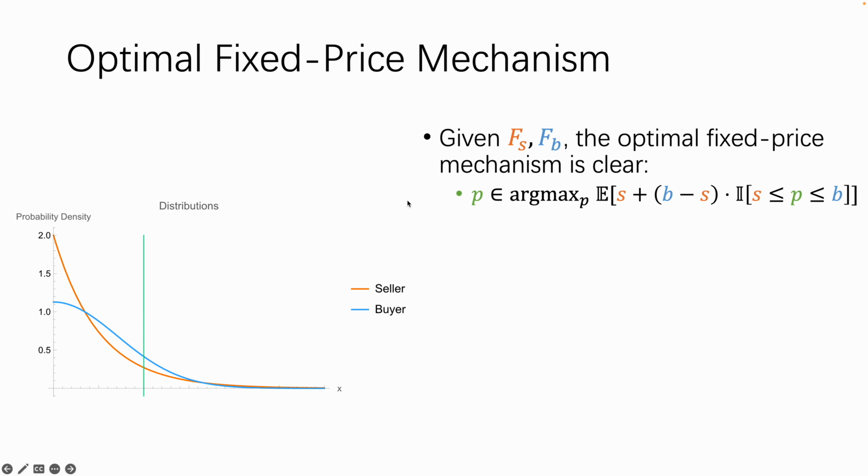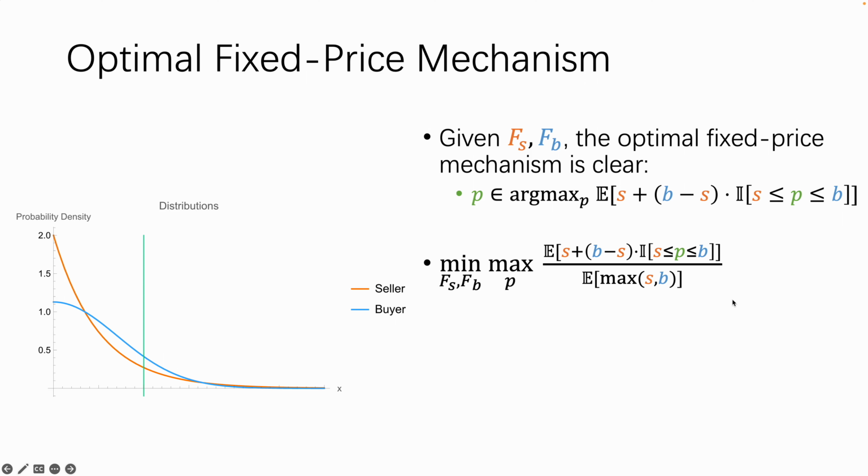Therefore, the optimal mechanism will always choose the price P that maximizes the expected welfare. Thus, the approximation ratio on this instance for the optimal mechanism is just this term. And then the approximation ratio of the optimal fixed price mechanism is just its ratio in the worst case instance. So it is the objective value of this min-max optimization problem. If we can solve this, we directly get the exact ratio of the optimal mechanism.